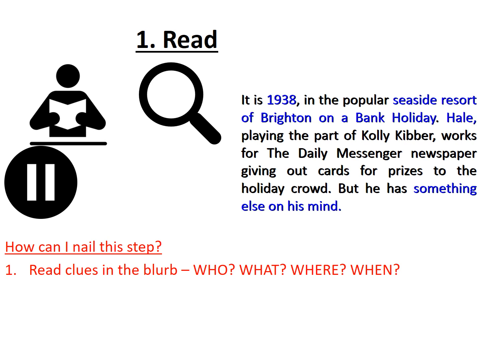Hopefully you had some comments like this around it. The character we're concentrating on is Hale. He's distracted from his job. That's what's going on here. His job is working for the Daily Messenger and he gives out cards for prizes to people in the holiday crowd. We are in Brighton. We know that this is set in 1938 and it's a bank holiday.